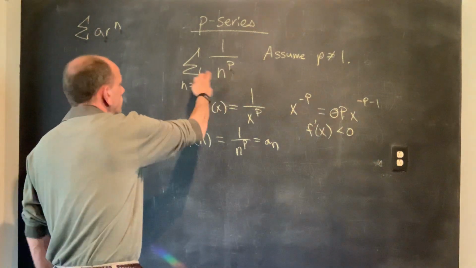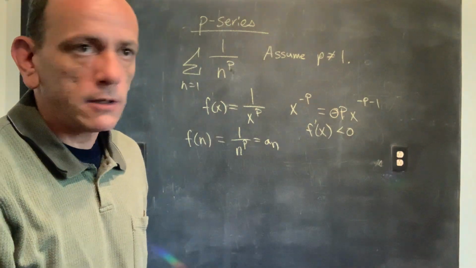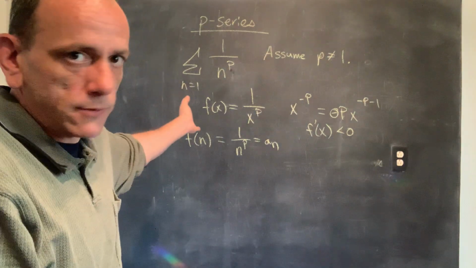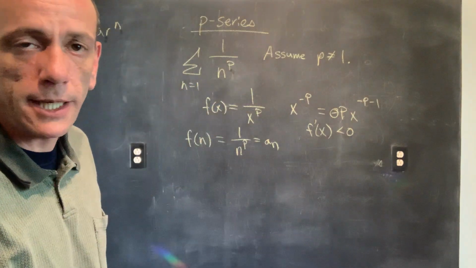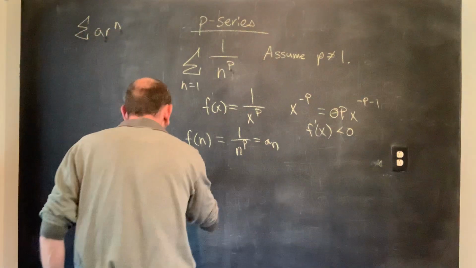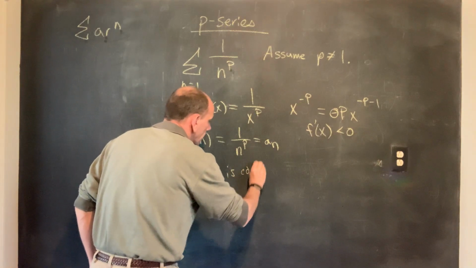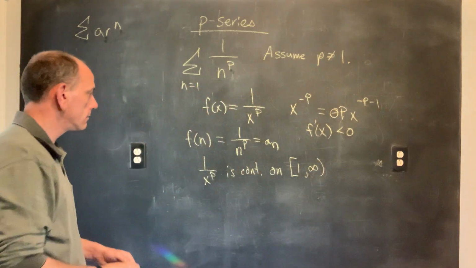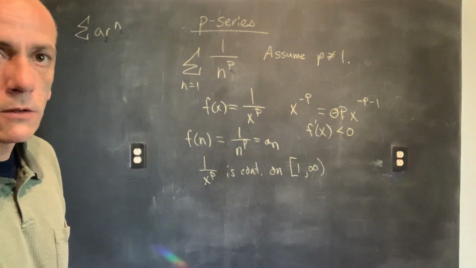And this is going to be 1 over x to any power is continuous on the interval from 1 to infinity. The only discontinuity would be at 0, but 0 is not included in this interval. So clearly all of these, regardless of what p is, are continuous on the interval from 1 to infinity. So 1 over x to the p is continuous on 1 to infinity for all p. Again, the only discontinuity possible would be x equals 0, and that's excluded.